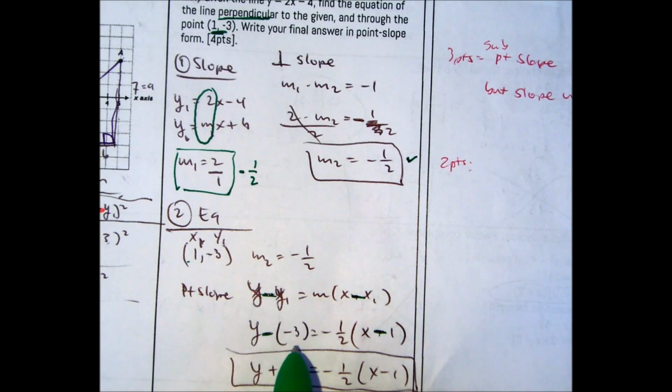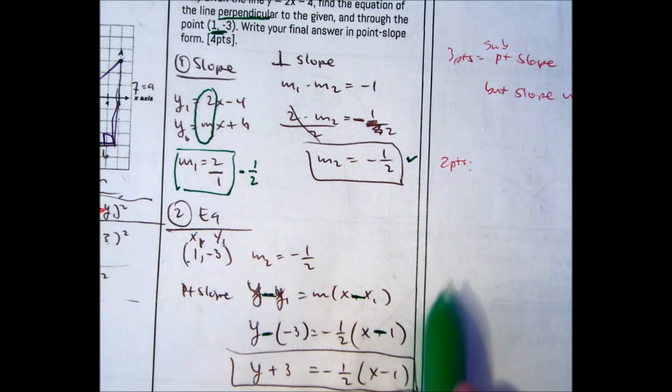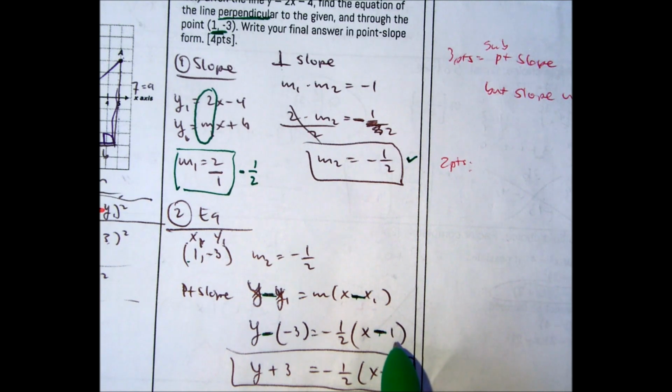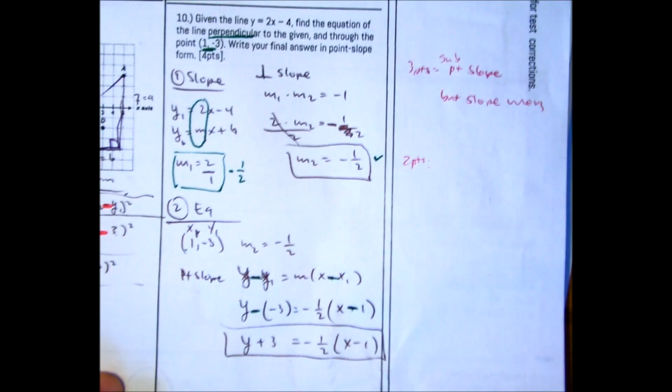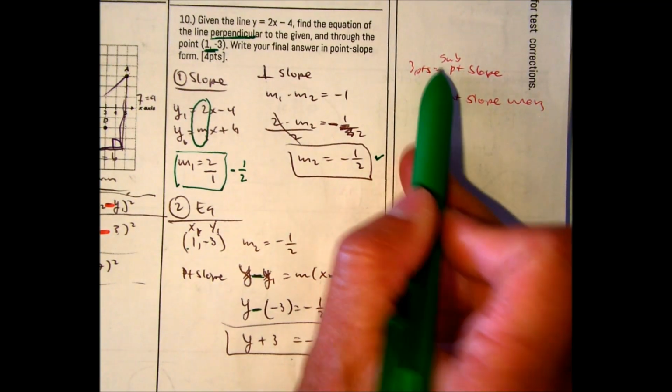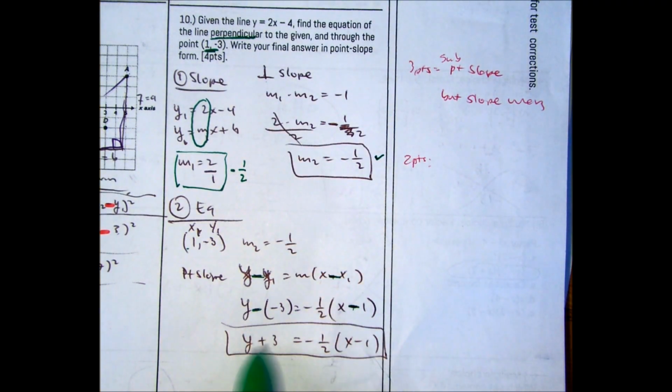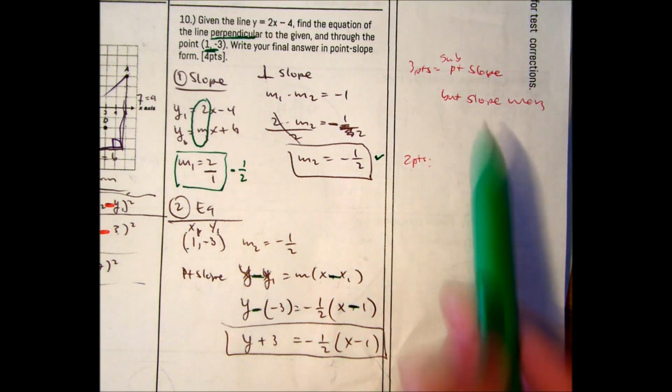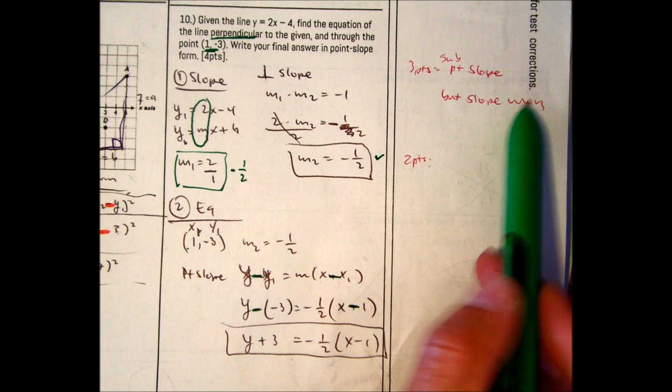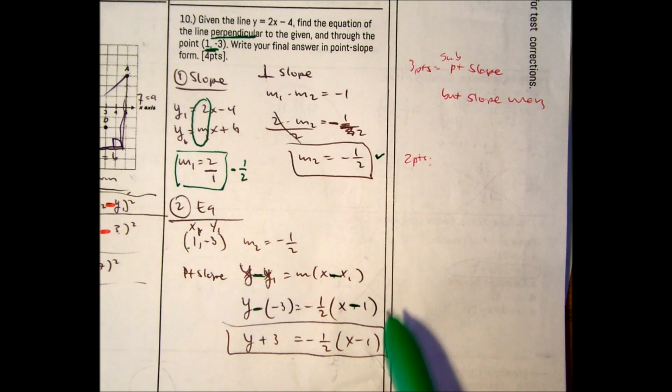Your y1 value is negative 3. Your x1 value is a positive 1. Here you need to simplify. Y plus 3. Your m value is negative 1/2. That was the slope that we just figured out. And then this is your equation in point slope form. In that problem, if you just did the substitution, if you got y plus 3 equals, a lot of students had like m times x minus 1 or positive 1/2, then I give you 3 points. 2 points if you wrote down the formula.